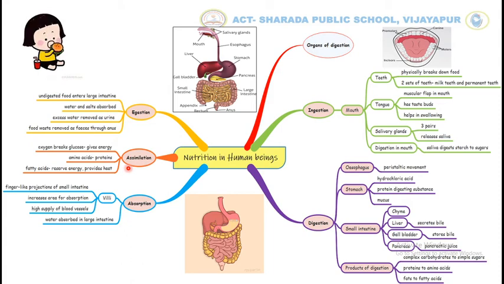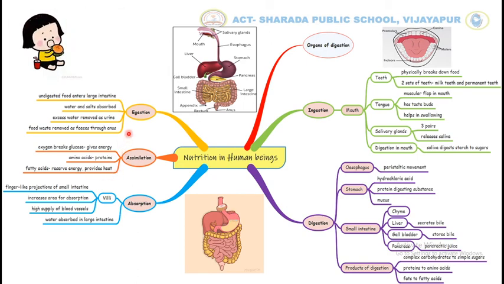The absorbed nutrients are now sent to the different parts of the body where it is utilized. This process is called assimilation. The oxygen that we breathe in breaks down glucose and gives energy. The amino acids which are obtained after digestion are converted to proteins. The fatty acids are stored as reserve energy. The fatty acids also provide heat to the body.